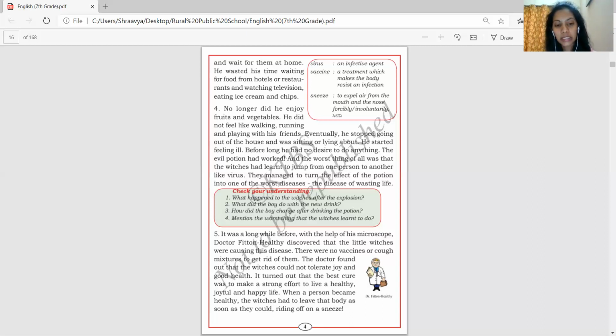When a person became healthy, the witches had to leave that body as soon as they could, riding off on a sneeze. Sneeze means to expel air from the mouth and the nose. When you have a cold, you sneeze. So he realized that even if someone had this virus and if they were living a happy life, these witches would leave, the disease would leave the person's body.